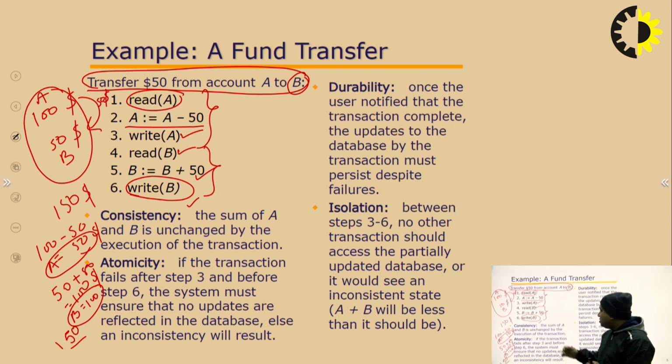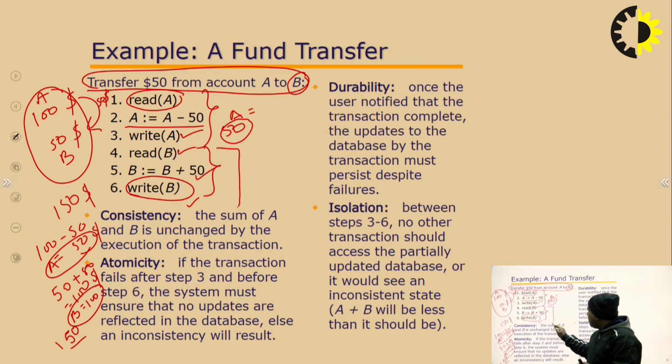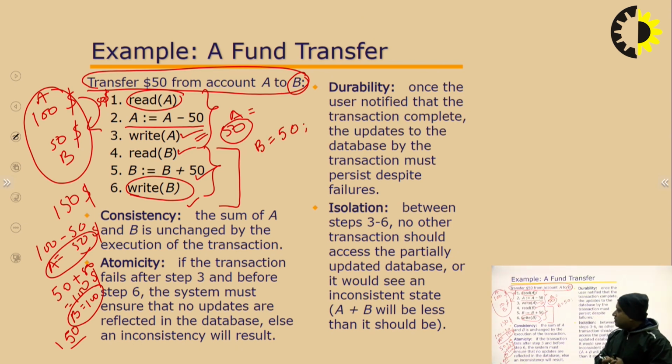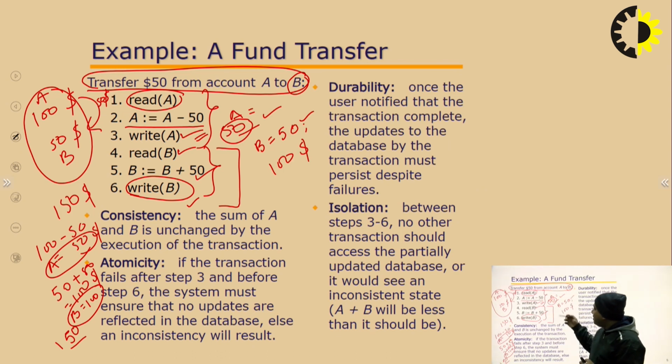Okay, so if the transaction fails after step three, you see that after step three the value of A has been updated to 50. Okay, and after that, if the remaining operations fail, what will happen? If atomicity is not ensured and this is permanent on the database, this will lead to inconsistency as well, because after the operation, it will show B's value as $50. And A is deducted by $50, so it is now $50, and $50 plus $50 is $100. So it is basically an inconsistent state.